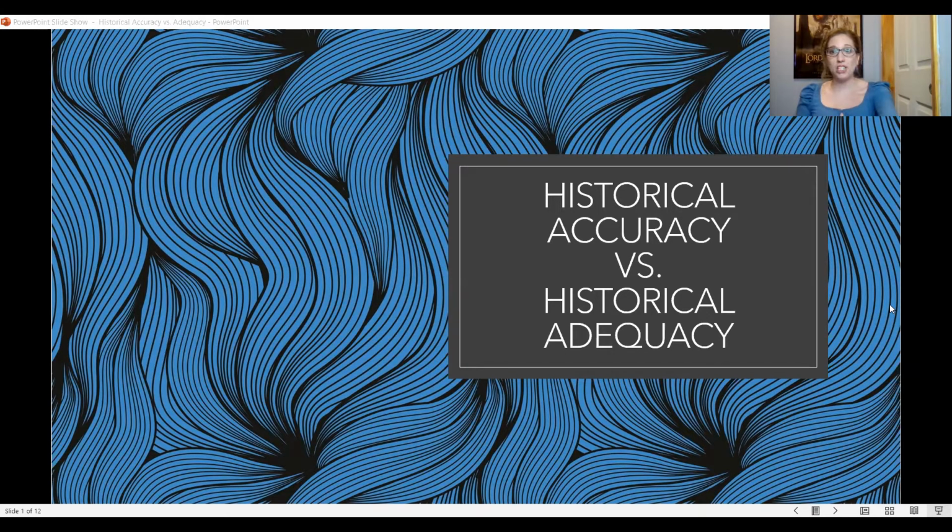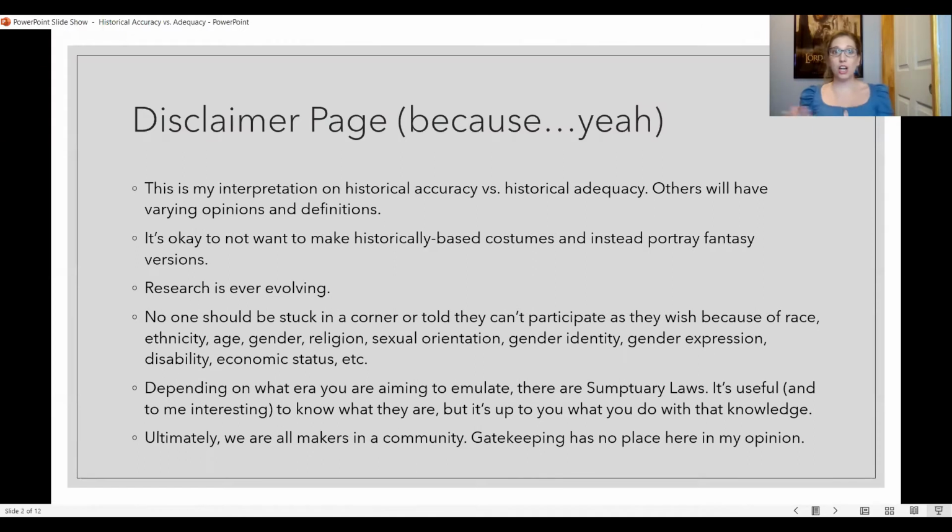So all my presentations, if you haven't seen them before, start with a disclaimer page because I get the history stuff, and I don't want to be the end-all be-all. This is my interpretation of a lot of things. This is an addition to a community that's always growing in research. So just going through my disclaimers, again, my interpretation, others will have varying opinions and definitions.